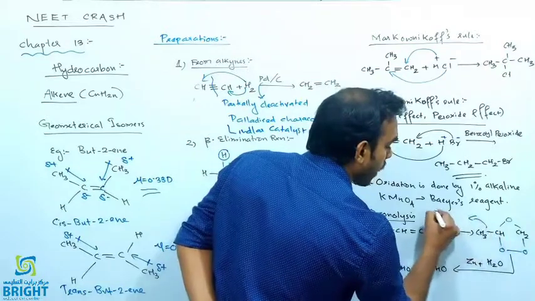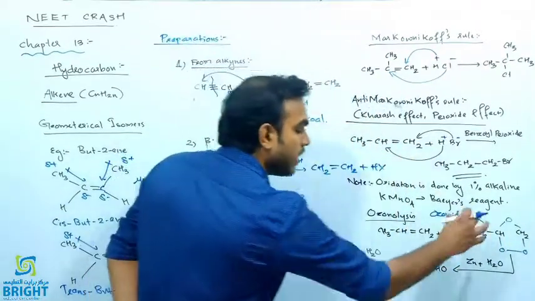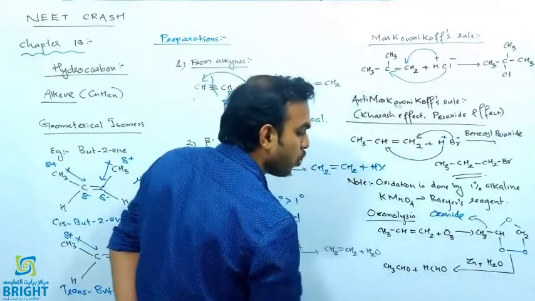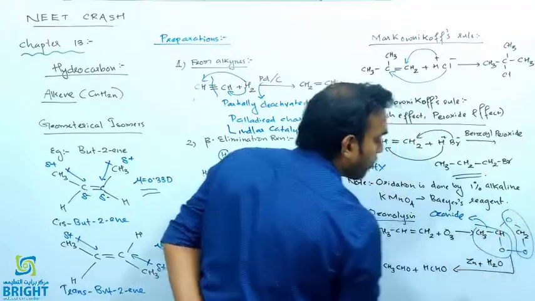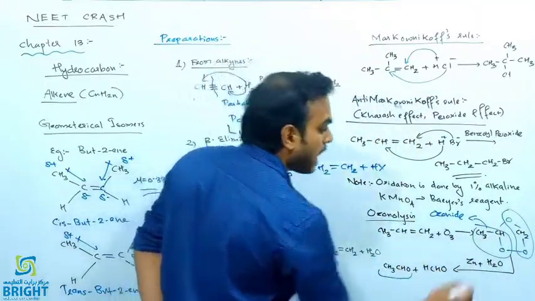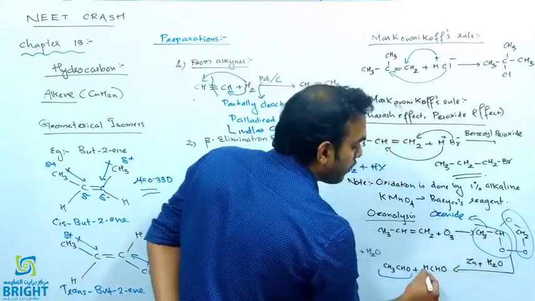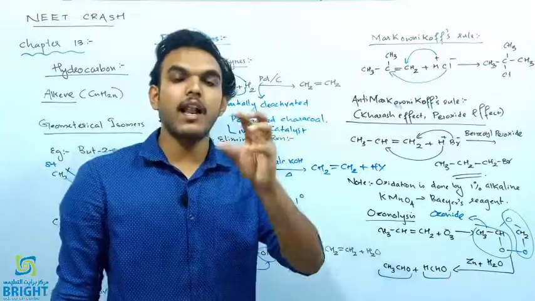This structure is known as ozonide. This ozonide further reacts with zinc and H2O, so it will form two compounds. It will form CH3CHO, that is ethanal, and HCHO, that is methanal. Is that clear? It will form ethanal and methanal.